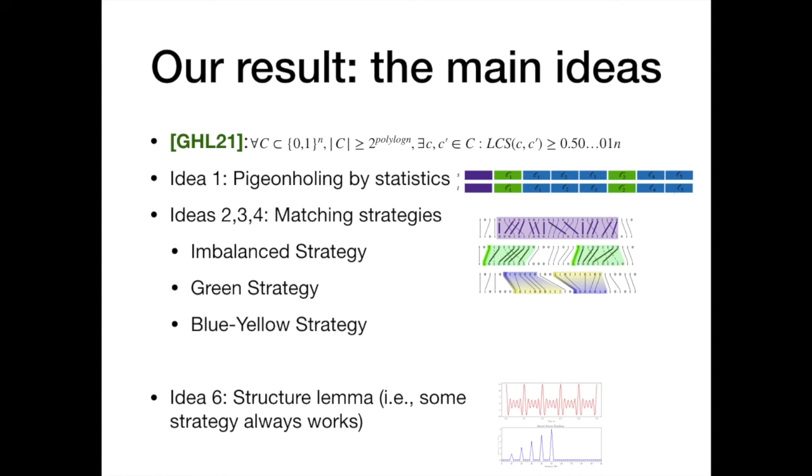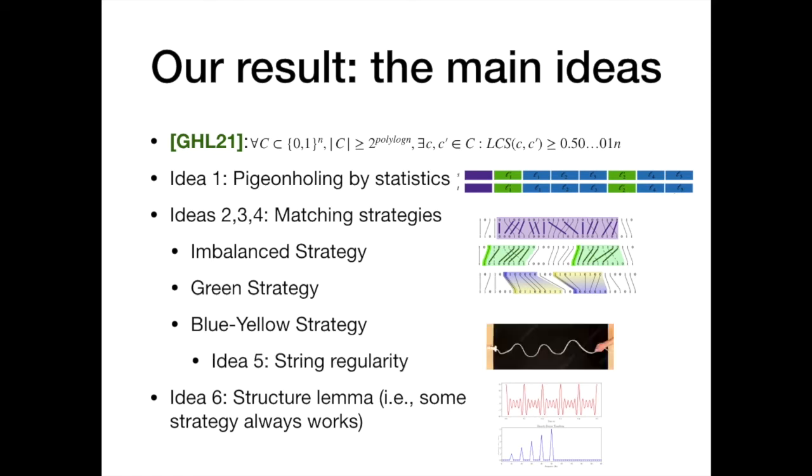So then in the pigeonhole, we store this oscillation information, and then these matching strategies work by saying if you have two strings that are oscillating at roughly the same period, then you're going to be able to find nice places to switch from matching ones to matching zeros. That's very roughly the idea. So lastly, to make one of the matching strategies work, we prove a string regularity lemma.